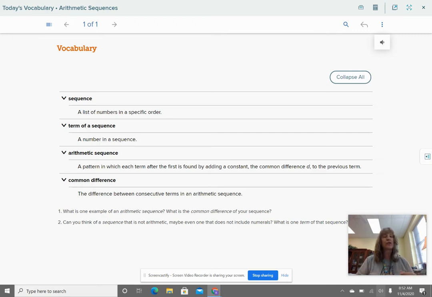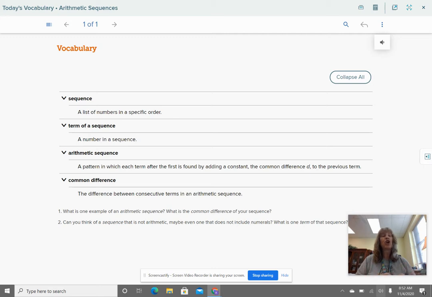So let's take a look at the first one. The first one is a sequence. And you should know this in literature class because a sequence is a sequence of events. So in math speak, it's a list of numbers in a specific order. So when you want to list numbers greatest to least or least to greatest, you want all the factors of 10, that would be a sequence. So you have a specific purpose for the list of numbers.